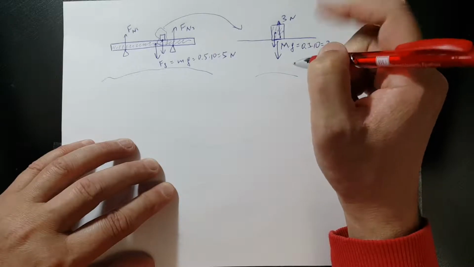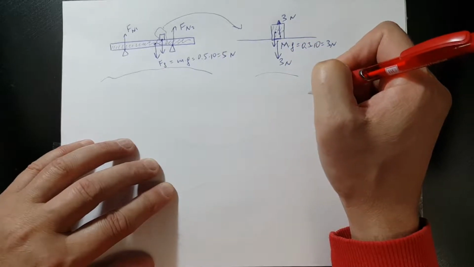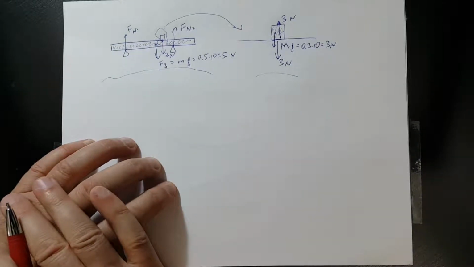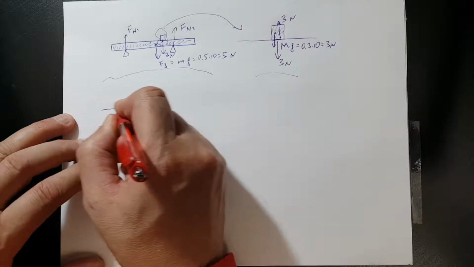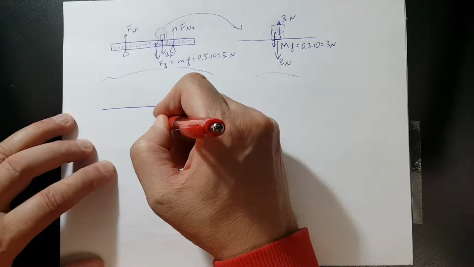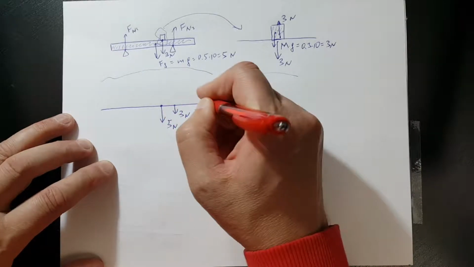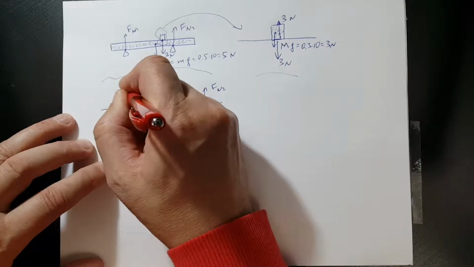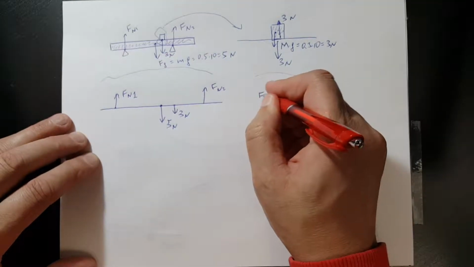But now, according to Newton's third law, these two forces also must have the same magnitudes. So 3 newton force. And these are the unknowns. Well, I don't really like this picture. Let's just draw a free body diagram, just forces. 5 newtons, 3 newtons, unknown force, unknown force.